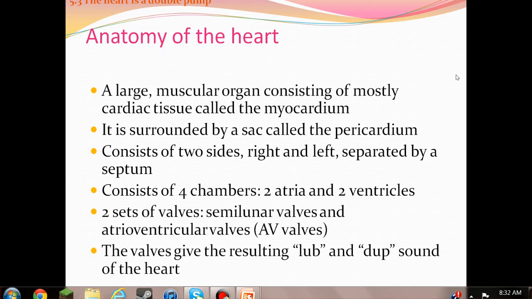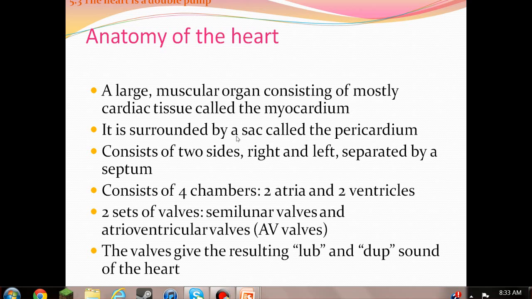All right, the heart. The heart is a muscular organ made up of cardiac tissue called myocardium. Myo means muscle, so it's the heart muscle. The heart is about as big as your fist and sits towards the left side of your body. If you pretend you're saying the Pledge of Allegiance, with your right hand over your heart, that's really where your heart is.